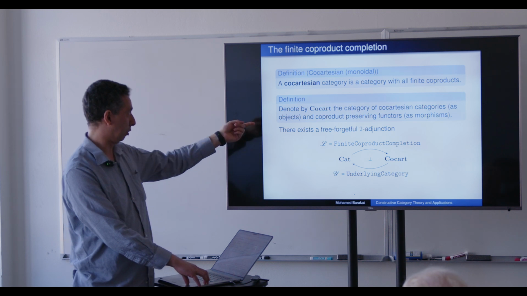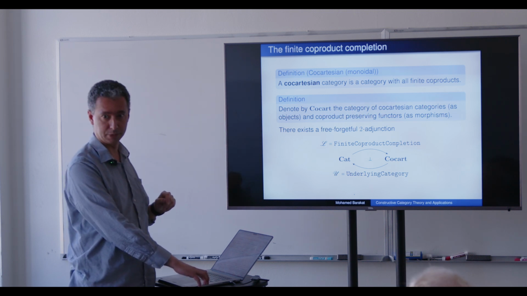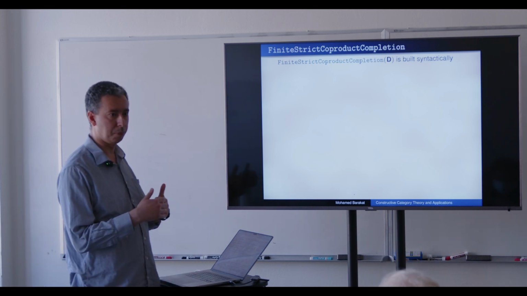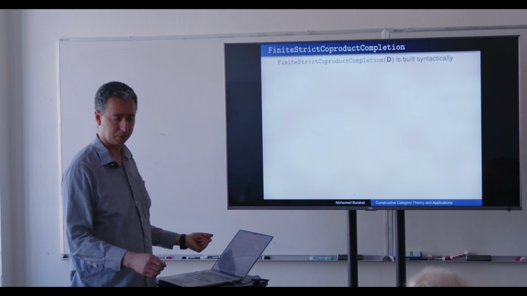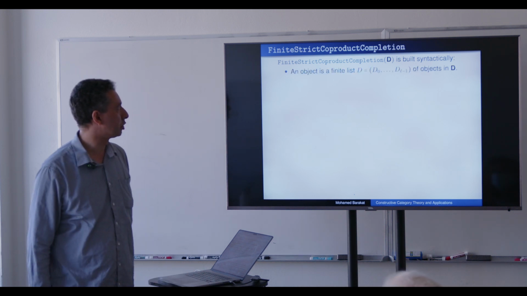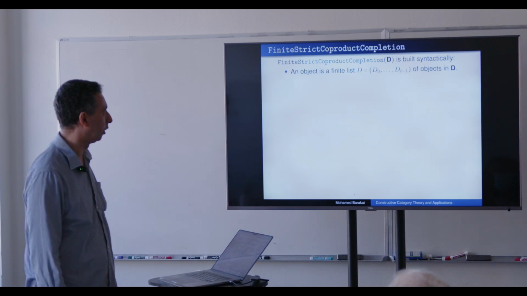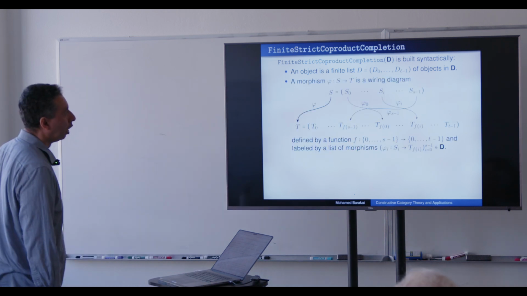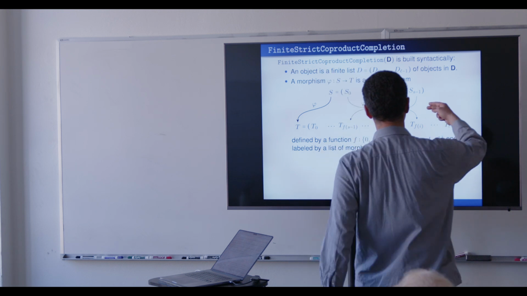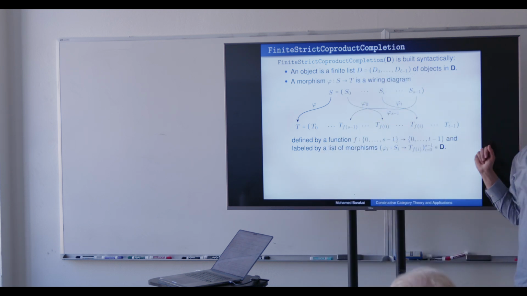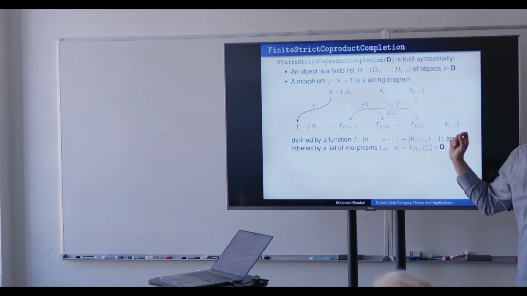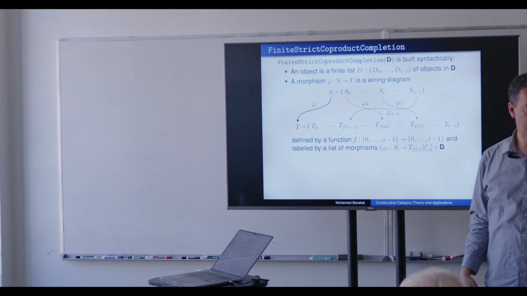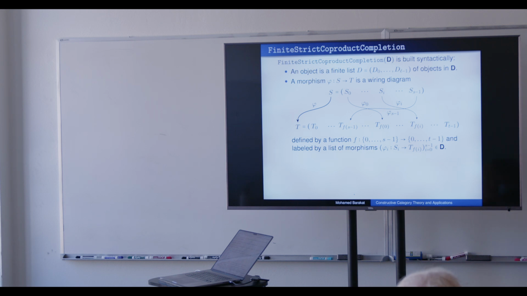I will build the finite strict coproduct completion because this simplifies my model. So actually, I'm interested in the strict co-Cartesian categories. So what is the model? It's built completely syntactically. So the objects are just finite lists in D. You know this better than I do. And the morphisms, so now I have as the sources just lists and the targets just lists. And I have then wiring diagrams that are wiring diagrams of generalized functions because these functions are labeled by morphisms in the category D.